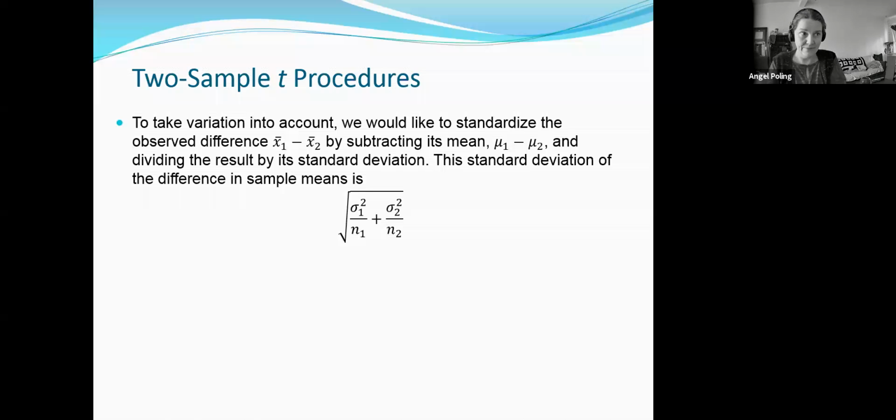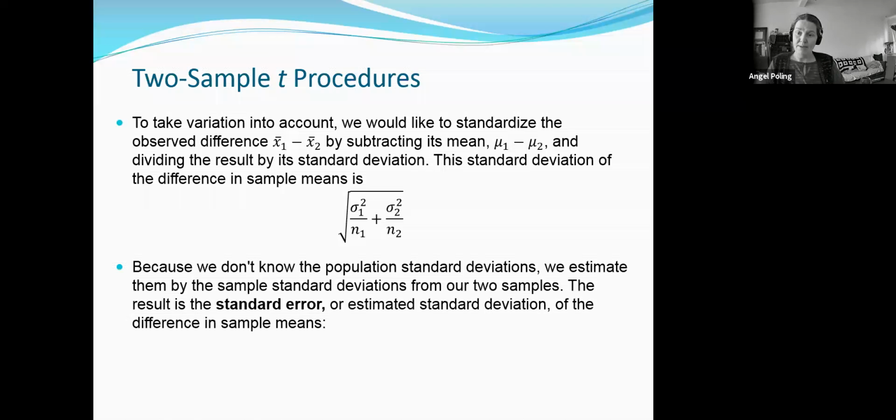And then we're going to have this as a standard deviation. Because we don't know the population standard deviations, we estimate them by the sample standard deviations from our two samples. The result is the standard error. So when we use S, we get a standard error, not a standard deviation. The estimated standard deviation of the difference in sample means is this then.